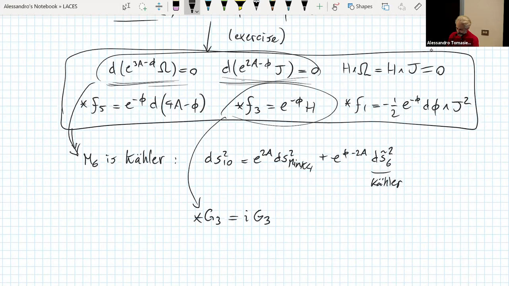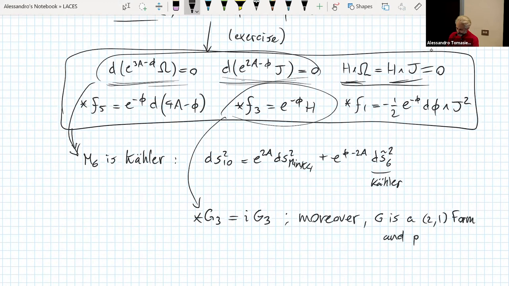There is a fancier way to write it, which is a consequence. If you use also these two facts, you find that G is a (2,1) form. And this condition that H wedge J is zero. So the (2,1) form comes about because of the first, H wedge omega. But the second is called primitivity. If you have a three-form whose wedge with J is zero, you call it primitive.